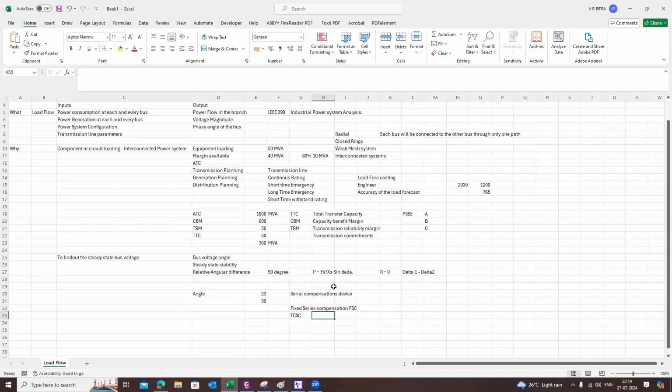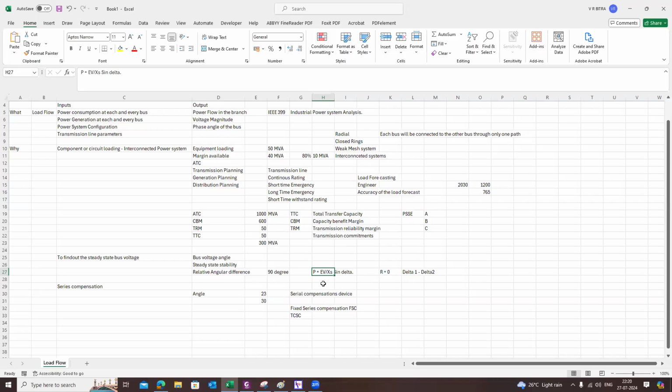The power flow probably comes under the part of the load flow itself. So it is not just about the steady state stability. It is about deciding whether we need series compensation or not. This formula P equals EV by XS sine delta is applicable only when R equals 0. That means the maximum power flow between the sending end voltage and the receiving end voltage occurs when sine delta is at its maximum value. The maximum value of sine delta is 1, which is delta equal to pi by 2 or 90 degree.